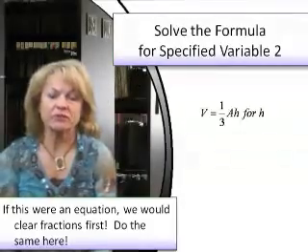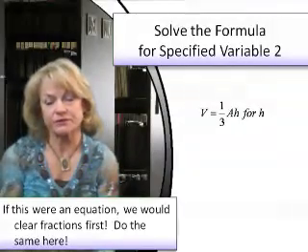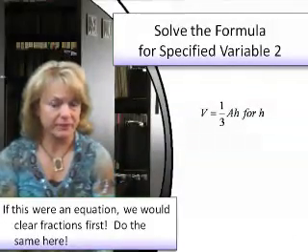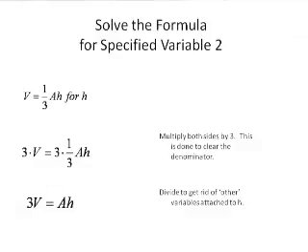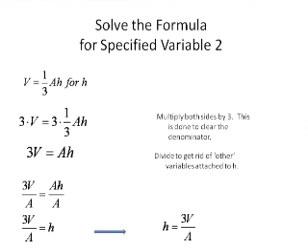If this were an equation, we would clear denominators first. We do the same here. Multiply both sides by 3. We're solving for h. Only one term has h in it, and it's already by itself. All we have left to do is get rid of a that's attached to it. Our last step is to divide both sides by a.